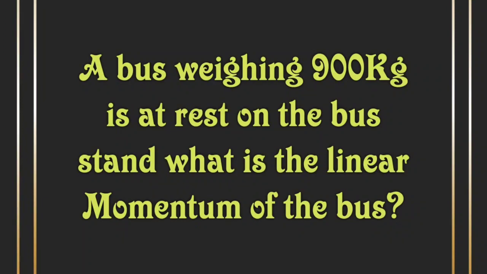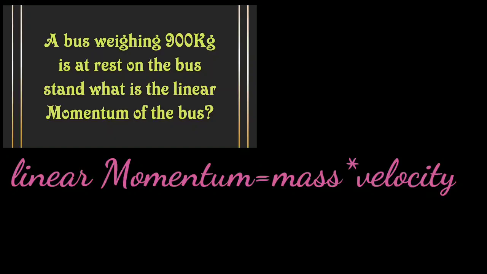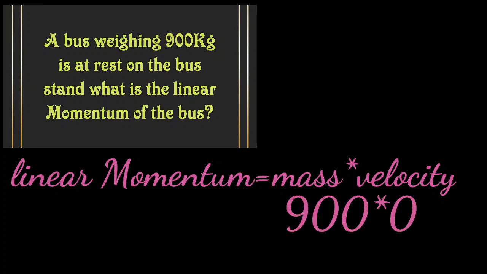Now one question for you students. A bus weighing 900 kilograms is at rest on the bus stand. So students, what is the linear momentum of the bus? We know that linear momentum is equal to mass into velocity. Mass is 900 but velocity is 0 as the bus is at rest. So the linear momentum of the bus is 0.